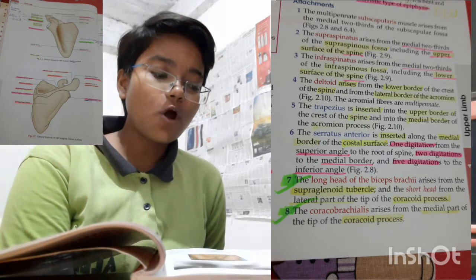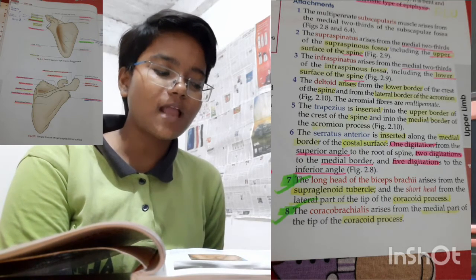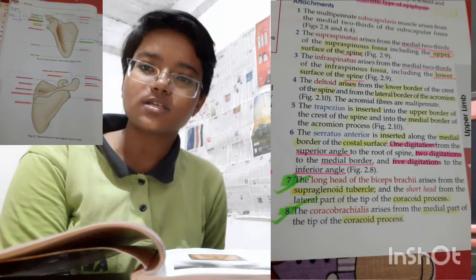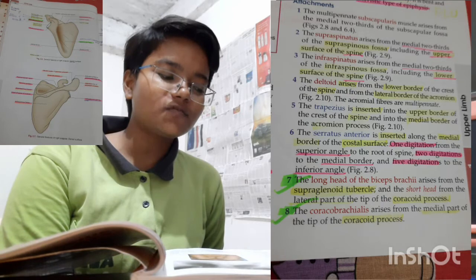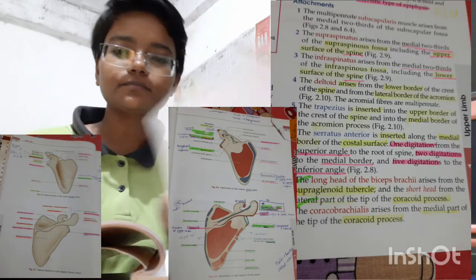The long head of biceps brachii arises from the supraglenoid tubercle and the short head from the lateral part of the tip of the coracoid process. The coracobrachialis arises from the medial part of the tip of the coracoid process.